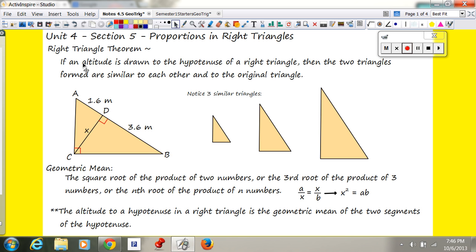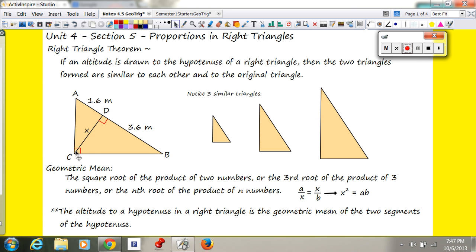The right triangle theorem says that if an altitude is drawn to the hypotenuse of a right triangle, then the two triangles formed are similar to each other and to the original triangle. So here is a picture of that.